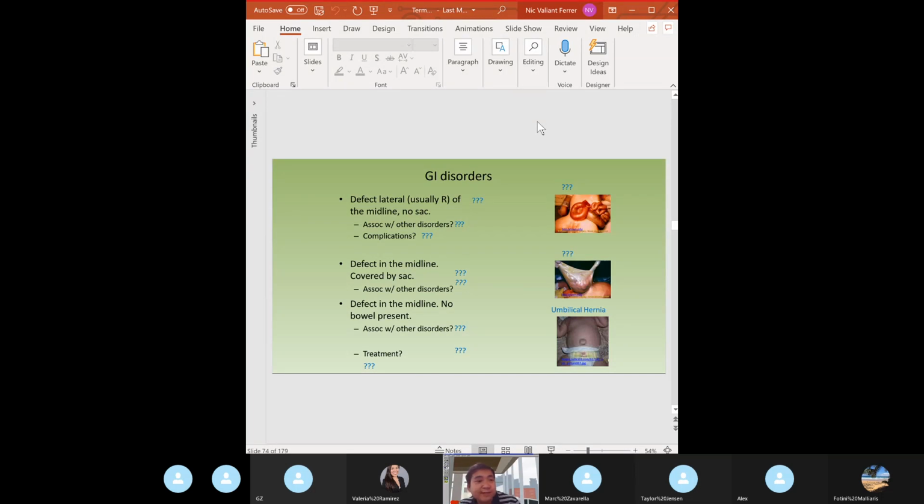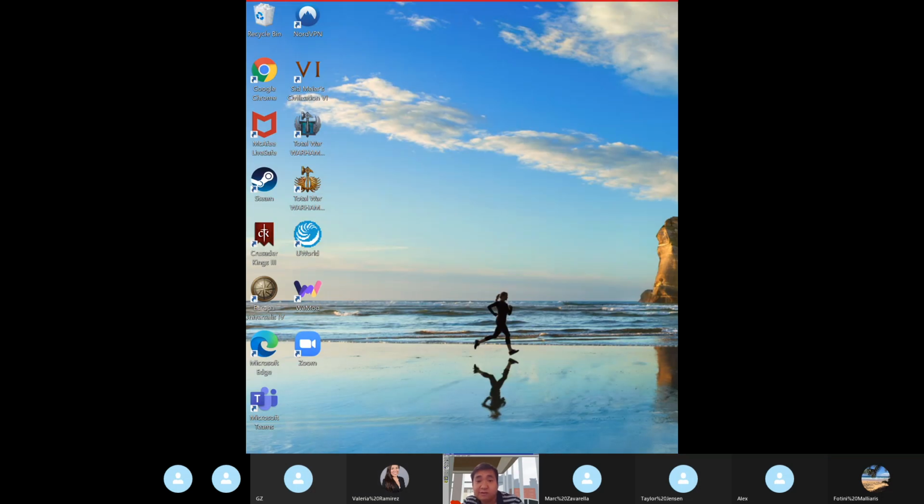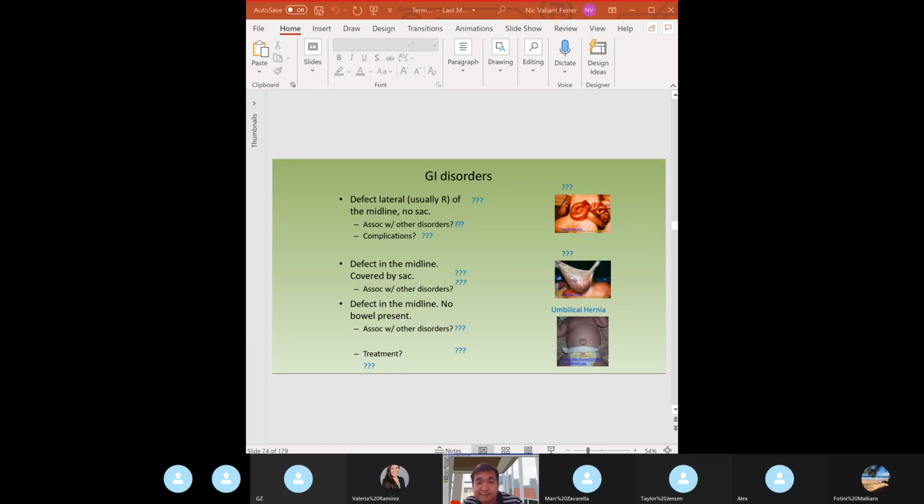Now you need to do some work. Let's do this. Okay, defect lateral to the midline and no sac. Let's look at the image here. What do you think that is? Gastroschisis? Gastroschisis. Are we sure about that one? Are we absolutely sure? Yeah, because it doesn't have a sac. Yes, guys, come on.